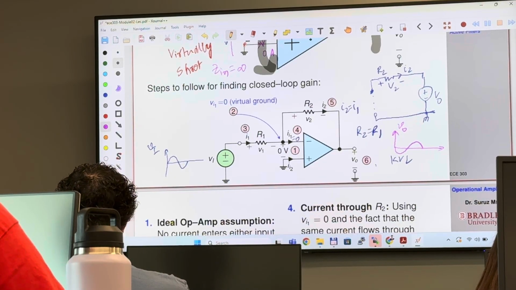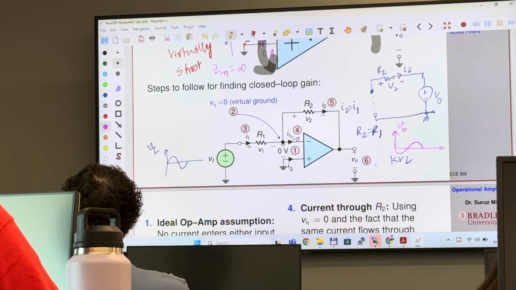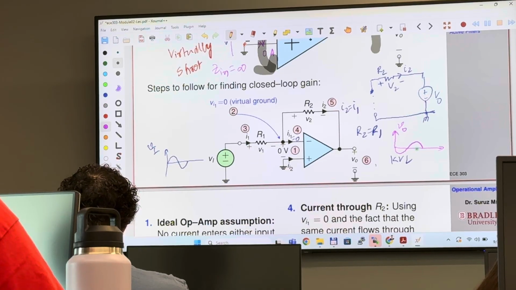So I write a program to draw signals. If the input is a pure sinusoidal signal like that, and I set R2 equals R1, the output is going to look like this.